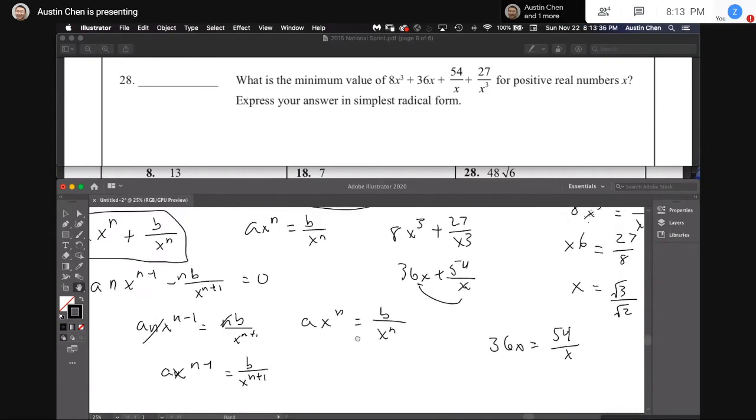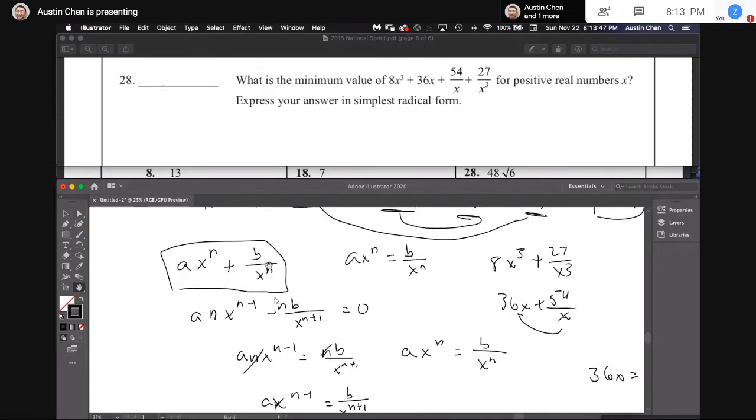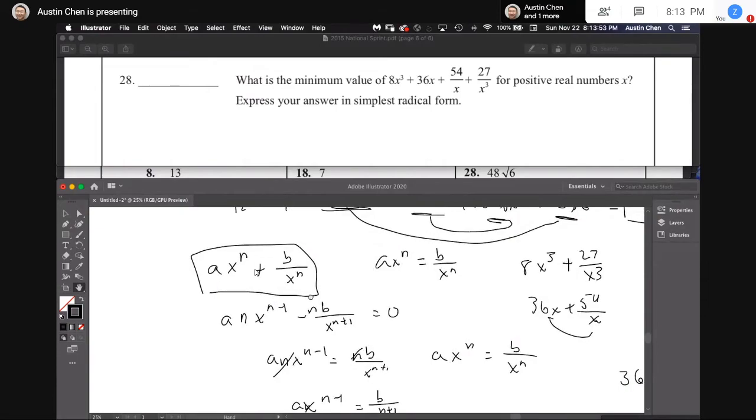Okay, so then this is exactly what we said before, right? So this is minimized when a times x to the n equals b over x to the n, basically when these components are equal to each other. Okay. Yeah, that's it.